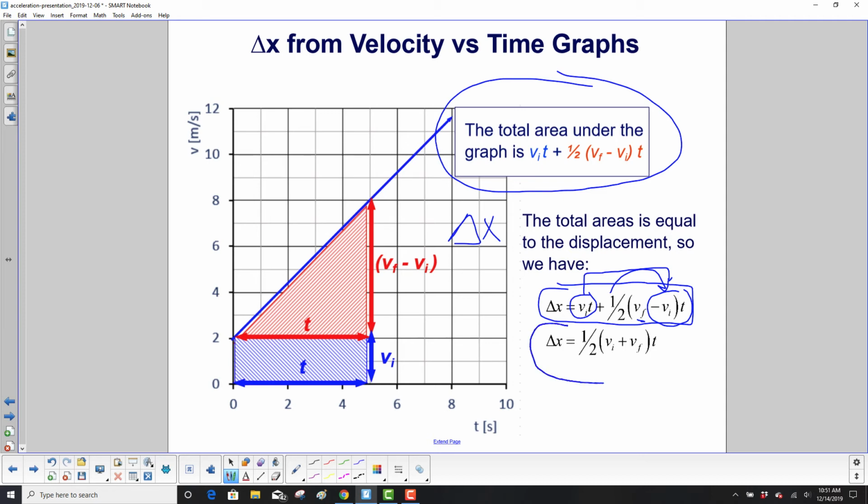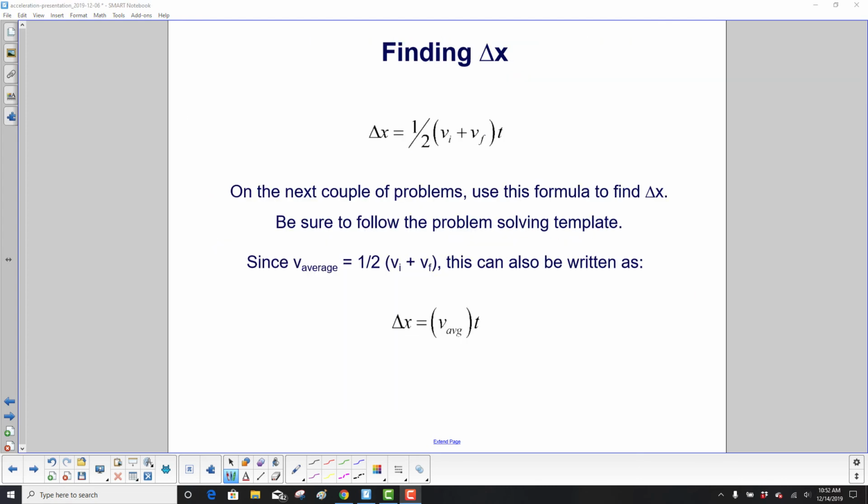I know we skipped a few steps here coming up with this, but why don't you just write it down on a piece of paper and make sure you can get there. But we now have the displacement is 1/2 parentheses V initial plus V final, close parentheses, times time. We'll now do a few problems using this formula right here to find delta x. Be sure to follow the problem-solving template that we've provided.